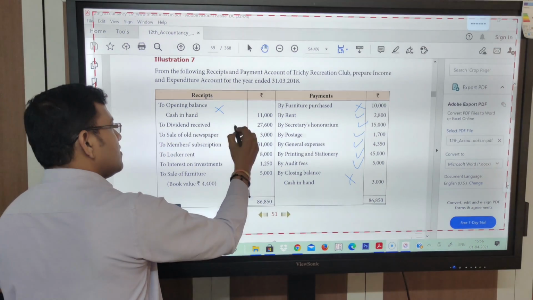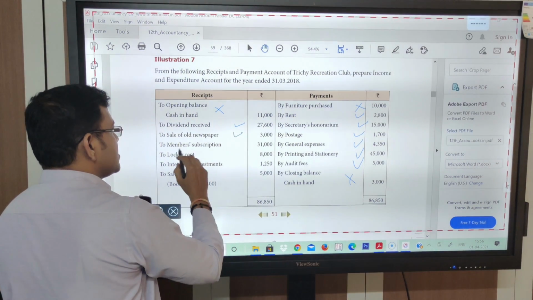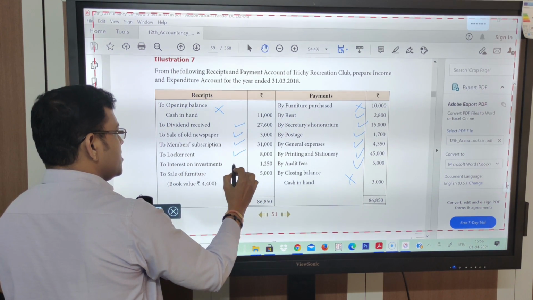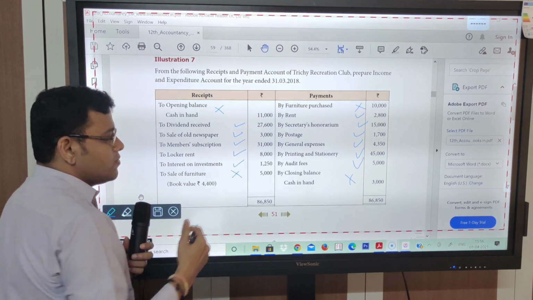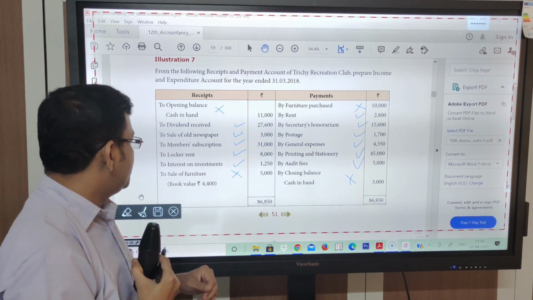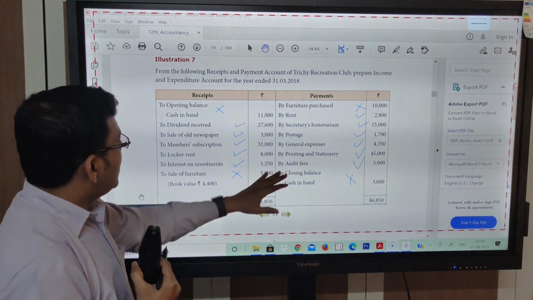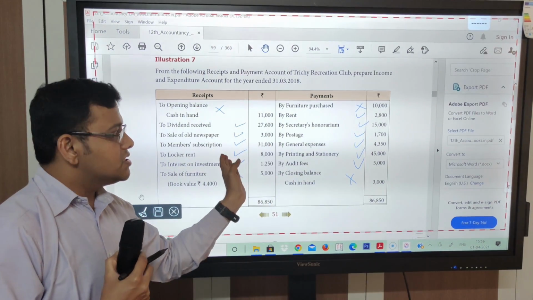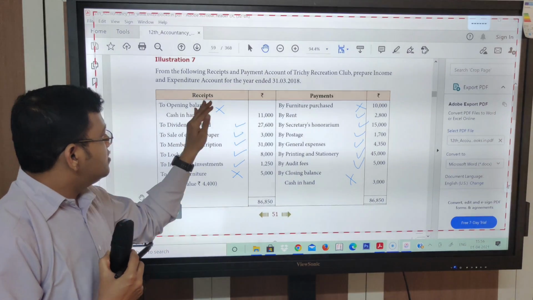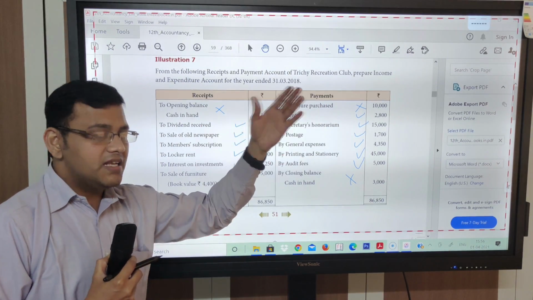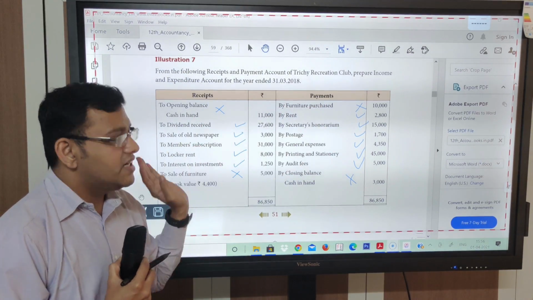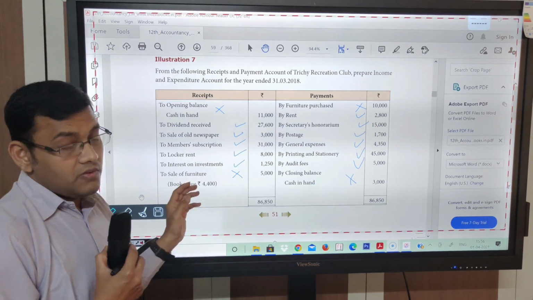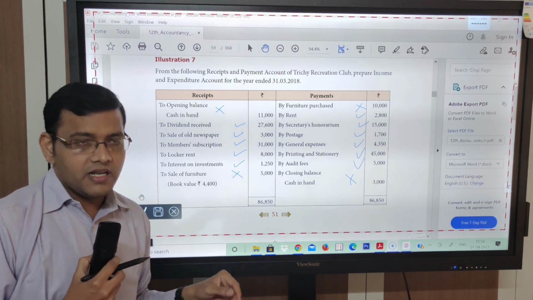Dividend received, yes. Sale of newspaper, yes. Member subscription, yes. Locker rent, yes. Interest on investment, yes. Sale of furniture won't come because it is a capital item. So whatever I have crossed will not be part of the income and expenditure account. Others will be part of the balance sheet, and whatever I have ticked will be part of what? Receipts and payments. Whatever I have ticked will be part of the income and expenditure account.